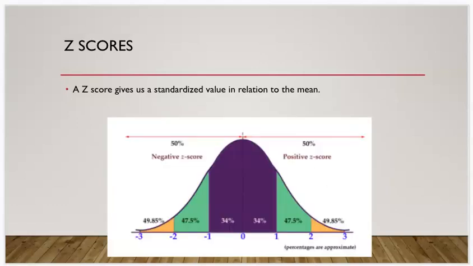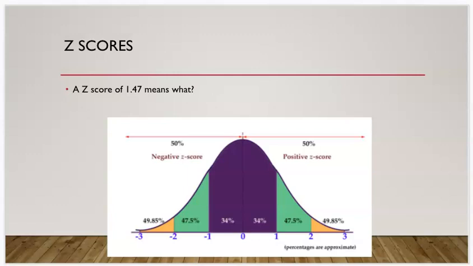So it's standardizing this so that a Z-score of 0 would be your mean. Then 1 standard deviation above the mean would have a Z-score of 1, 2 standard deviations above the mean would have a Z-score of 2, 3 standard deviations above the mean would have a Z-score of 3, and the same on the other half. So a Z-score of -1 would mean you're 1 standard deviation below the mean. A Z-score of -2 means you're 2 standard deviations below the mean, and a Z-score of -3 is 3 standard deviations below the mean.